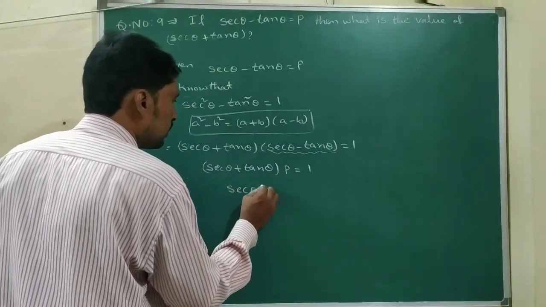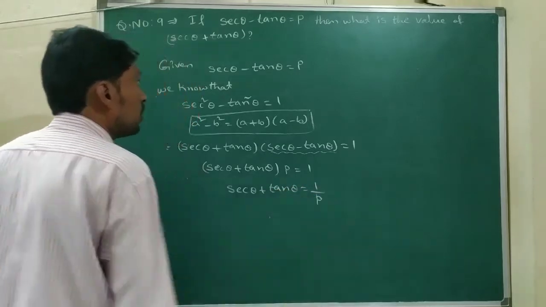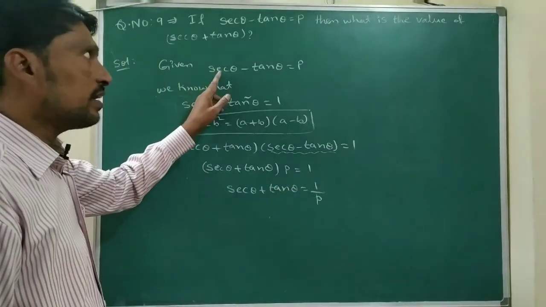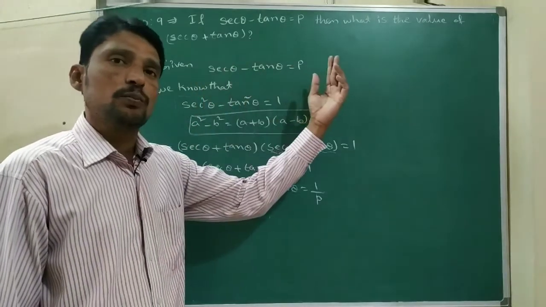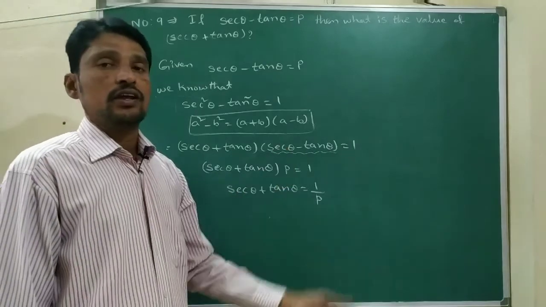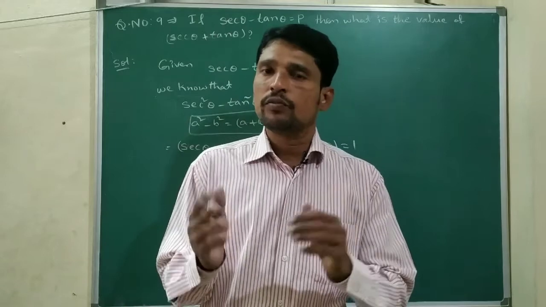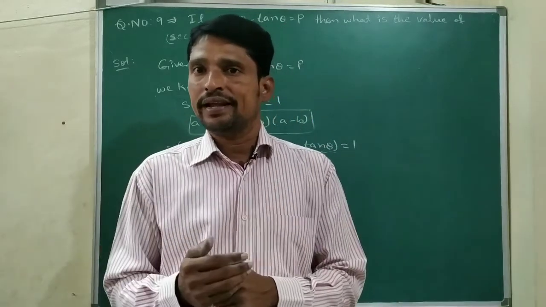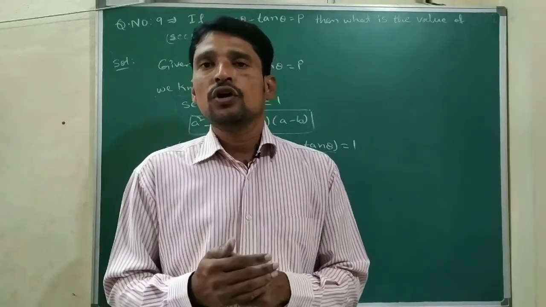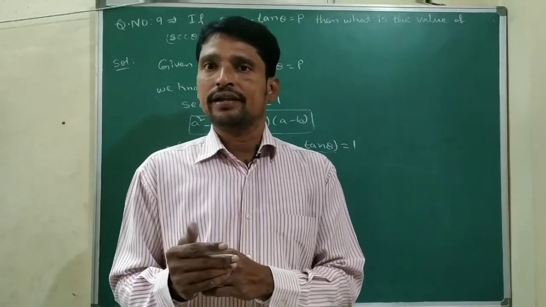So sec theta plus tan theta equal 1 by P. So here given sec theta minus tan theta equal to P, we got here sec theta plus tan theta equal to 1 by P. We have seen how to solve the problems by using trigonometric identities. In the next video, we will see the same type of problems by using trigonometric identities.